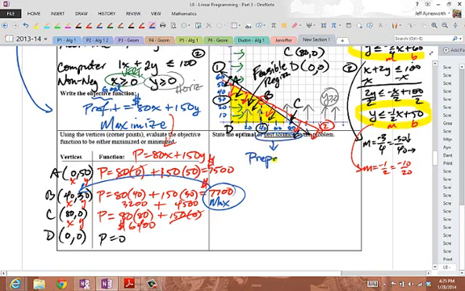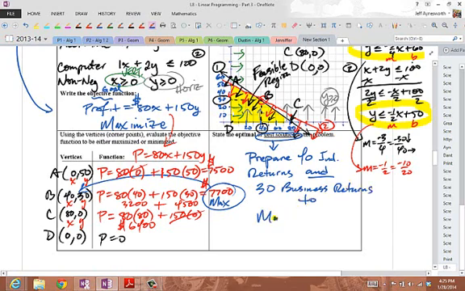We need to prepare 40 individual returns and 30 business returns to maximize the profit here. Maximize profit, we'll spell it out here. Profit, which is going to be equal to $7,700. So we'll make $7,700 if she prepares 40 individual returns and 30 business returns.